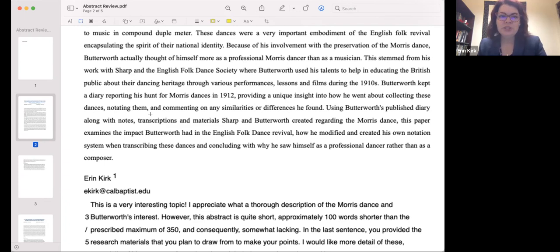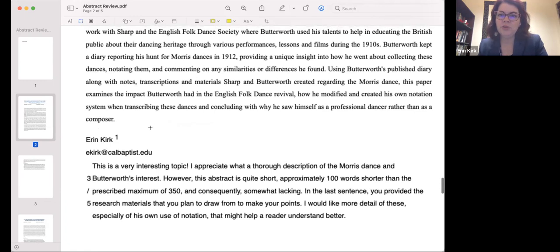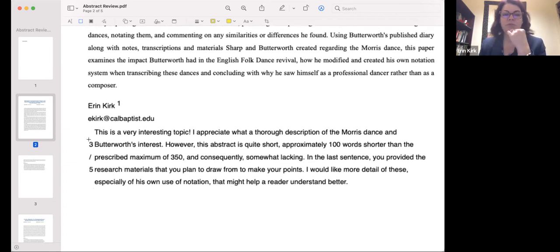Using Butterworth's published diary along with notes, transcriptions, and materials Sharp and Butterworth created regarding the Morris dance, this paper examines the impact Butterworth had in the English folk dance revival, how he modified and created his own notation system when transcribing these dances, and concluding with why he saw himself as a professional dancer rather than as a composer. Okay, that is an interesting topic. That's not one that I have researched, so I do find that interesting.